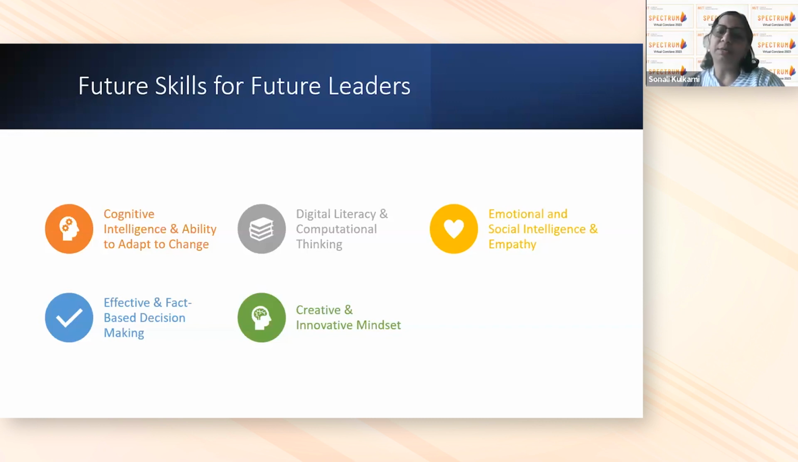Emotional and social intelligence and empathy are essentially required for a leader to understand the team and get certain things done from them. Effective and fact-based decision-making is essentially important. Creative and innovative mindset. So these are some of the skills which are essentially required. And the earlier you adopt them, the less difficult it will be for you to adopt the coming technology skills and technology landscape.